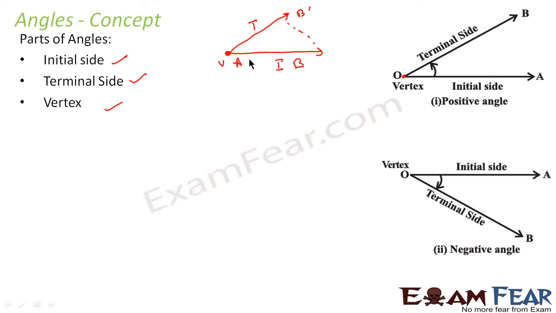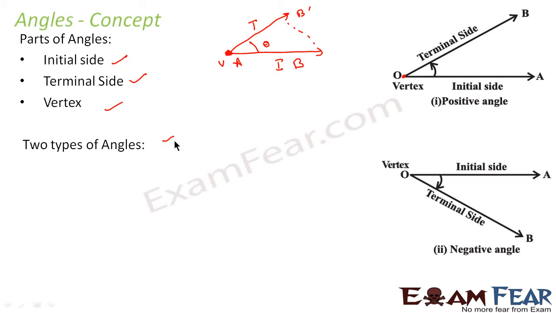Let me repeat once again. Initial side is the side from where you start, terminal side is the side where you end, and the vertex is the point about which you rotate. So this is the angle theta.